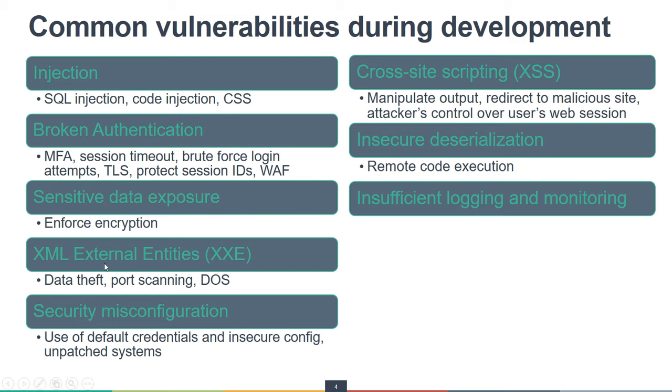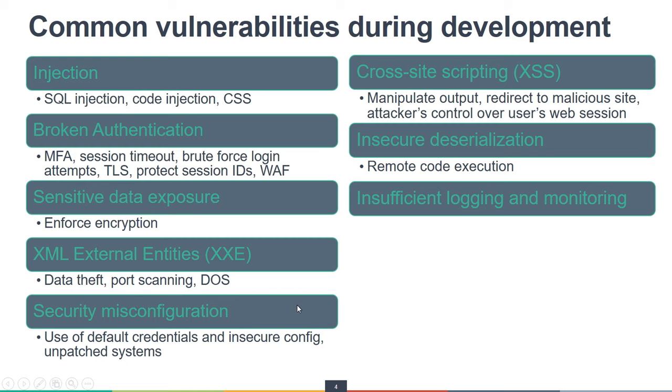XML external entities, XXE, is when the attack occurs when XML input containing a reference to an external entity is processed by the application without thorough parsing on that. So what are the harms from this vulnerability: data theft, port scanning, and DOS. So these are the kind of impacts due to this vulnerability.